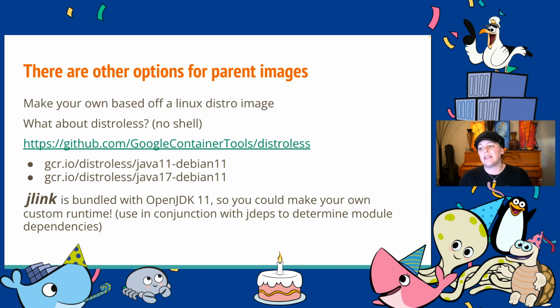JLink is a utility that is bundled with OpenJDK 11. If you happen to be using that version, you could make your own custom runtime. You would use that in conjunction with JDEPs to determine your module dependencies. So basically, you'd use JDEPs to figure out what modules your application relies on, and then you would build your runtime with only those modules. You can really significantly reduce the size of your Java container image if you do that.